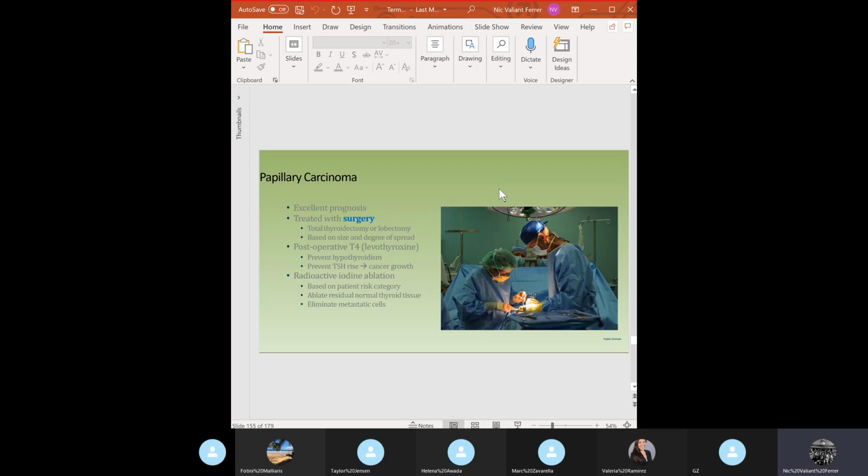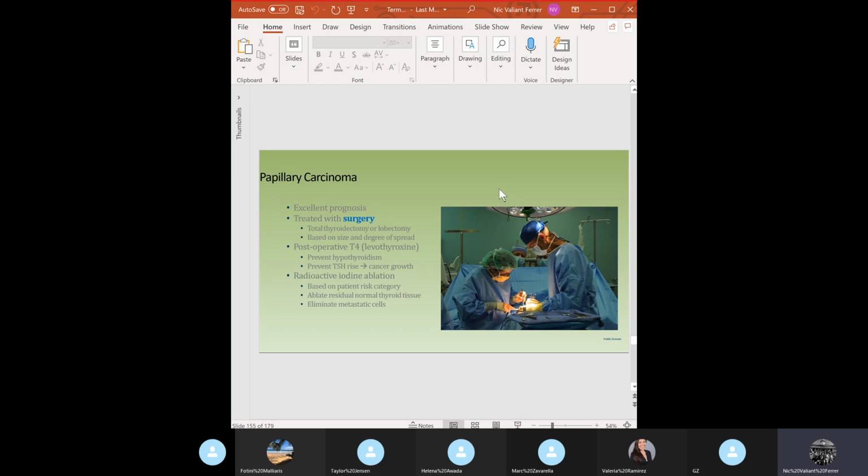So excellent prognosis, it's most common, treated with surgery. So you can give post-operative levothyroxine, which prevents TSH rise, which inhibits cancer growth. Or you can also give radioactive iodine ablation.